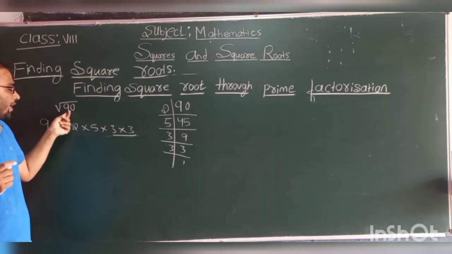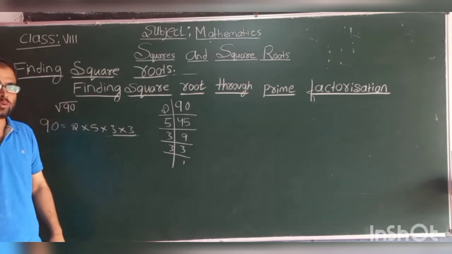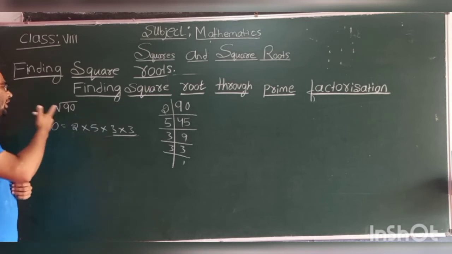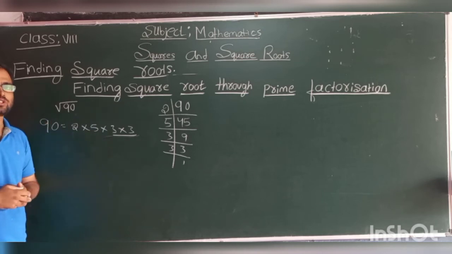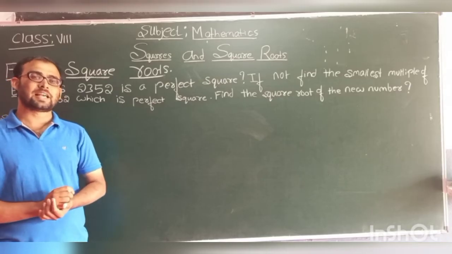So as the number contains only an odd number of zeros, that is only one 0, we can directly say that it is not a perfect square. Students, now we'll solve the 6th example problem.